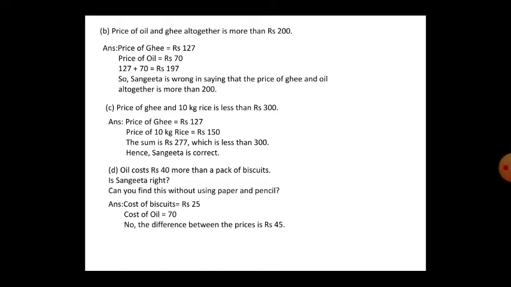Can you find this without using paper and pencil? See, oil costs rupees 40 more than a pack of biscuits, says Sangeeta, right? Means they are asking a question. Oil cost is 70 rupees. Biscuit cost is 25 rupees. Now the difference between the prices is 45 rupees. So Sangeeta is incorrect, because she said that if you subtract you will get only 40 rupees, but she is wrong. She should get 45 rupees.